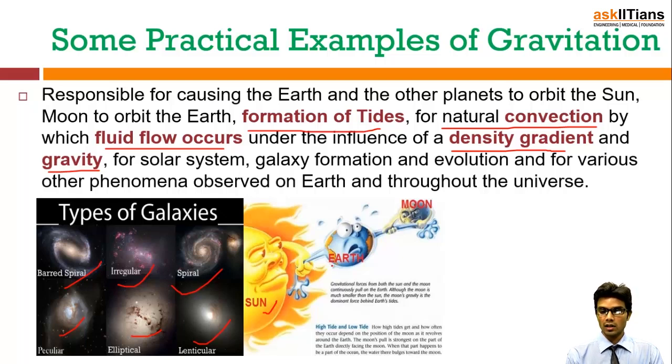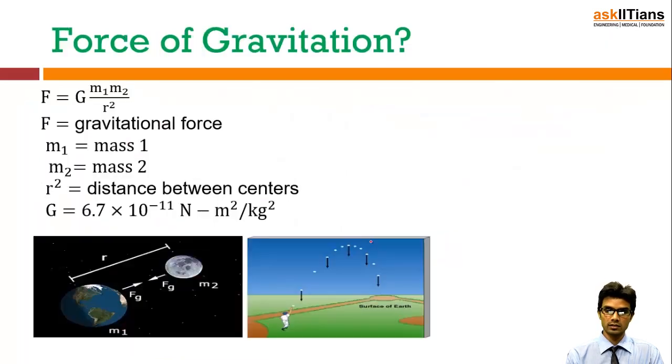So when the Sun, Earth and Moon come in a linear position and the Earth lies between the Sun and Moon, then there is a force of attraction between Earth and Sun like this, and Earth and Moon like this. So if there are seas on this side of the Earth, then the formation of tides occurs. I will explain in the next slide.